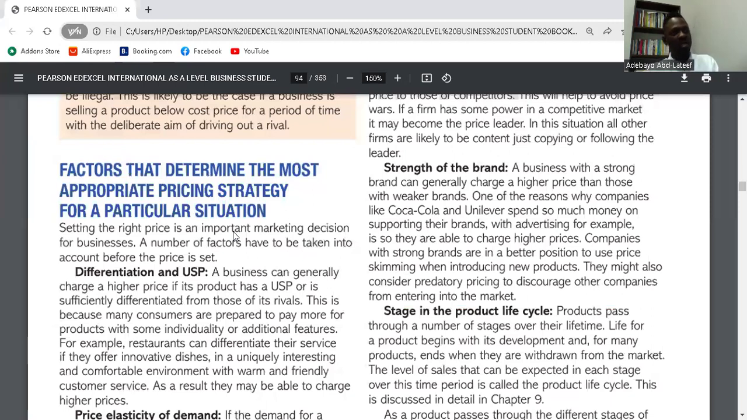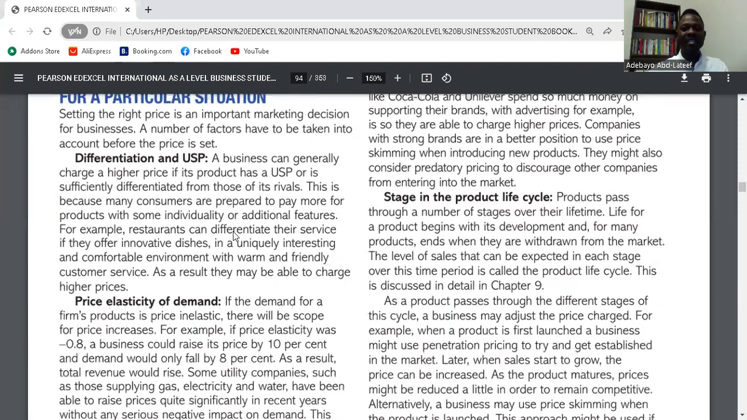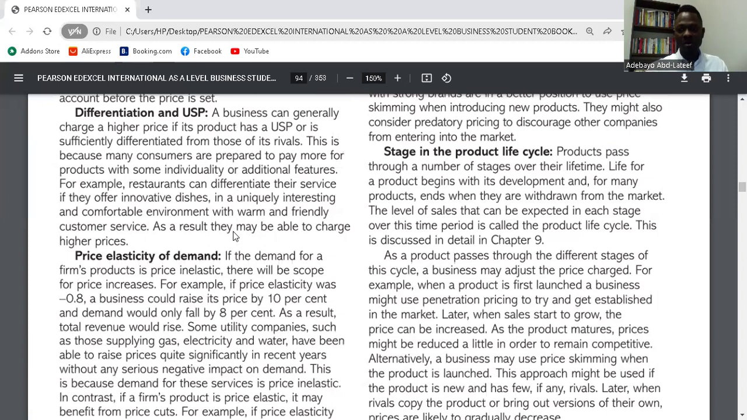The fourth one, strength of the brand. So how strong is your brand? If your brand is so strong, then you can charge a higher price because customers do not think about it. The only thing they see is they are already emotionally attached to your product, to your brand. So whatever you do in their face is an added value. So they will be able to pay. You get it?